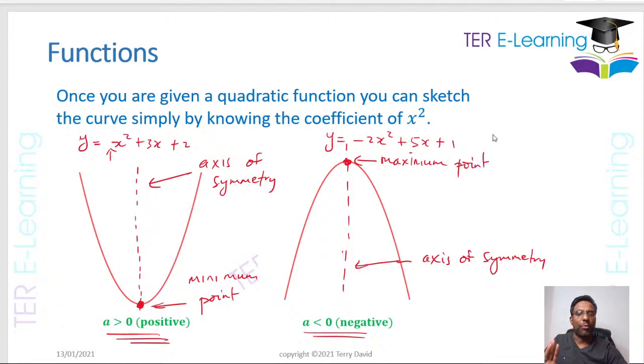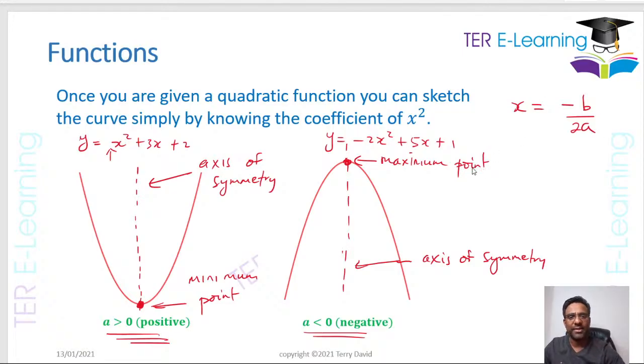Now, I want you to remember something as well. When they ask you for the maximum point, that's usually given as a coordinate, so it'll have an x value and a y value. And when they ask you for the axis of symmetry, it is given as an equation like this: x is equal to something. Now, there is a formula to find the axis of symmetry. The formula is minus b over 2a. That's how we find the axis of symmetry.